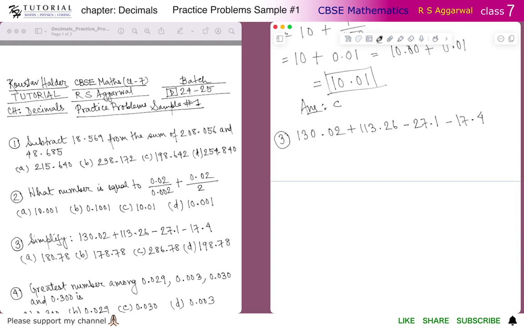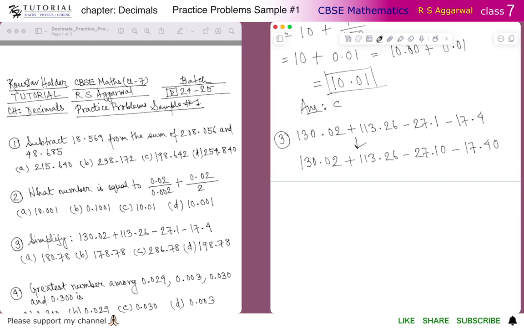So the very first thing we will do is convert all the unlike decimals to like decimals. We can see that the highest decimal places is 2. So if we convert all the decimals to like decimals, it will be 130.02 remains the same, plus 113.26 remains the same, 27.1 becomes 27.10, and 17.4 becomes 17.40. Okay, now we have like decimals.